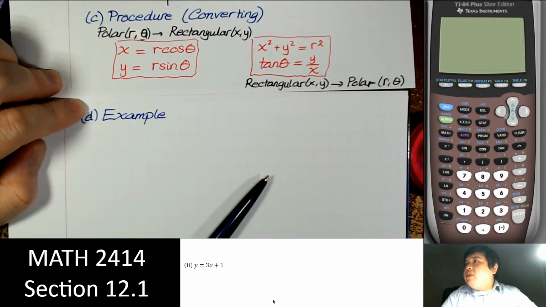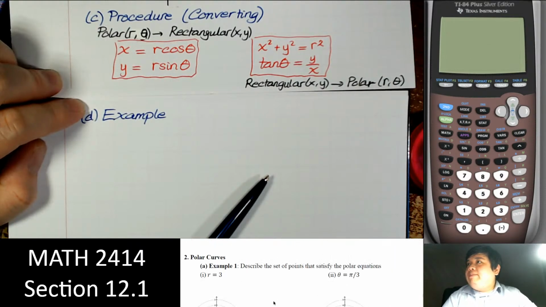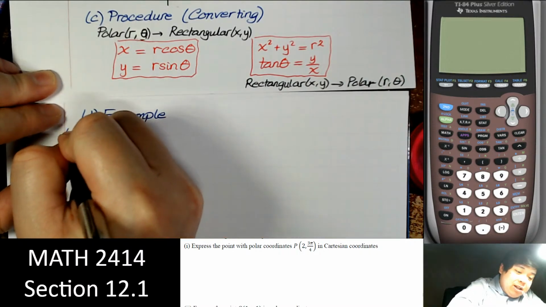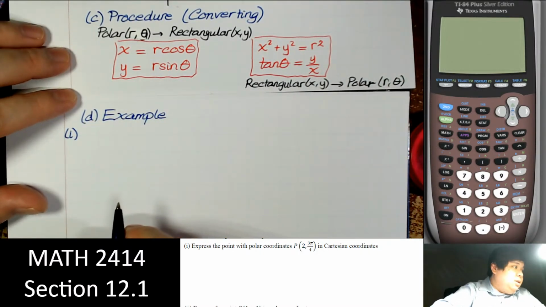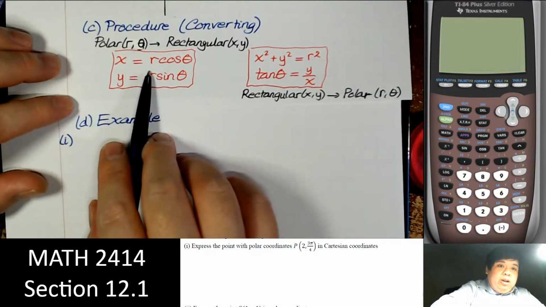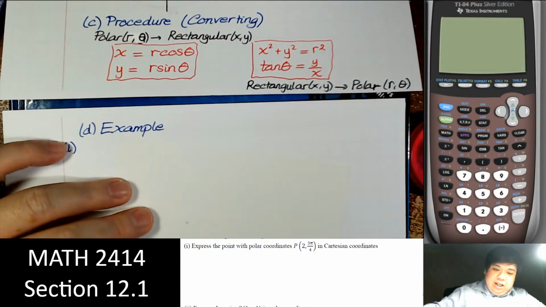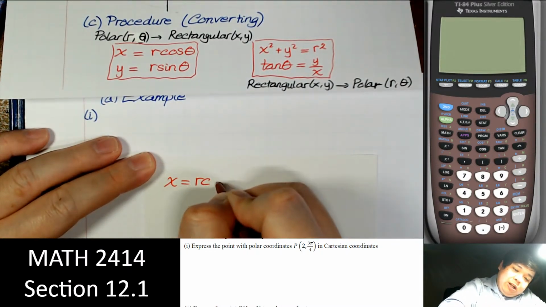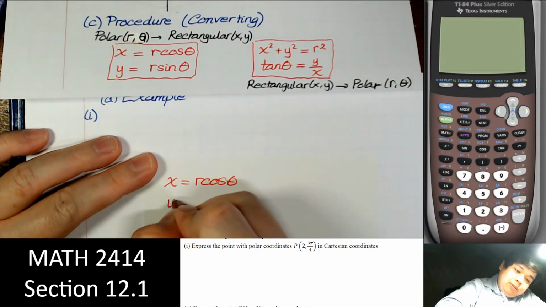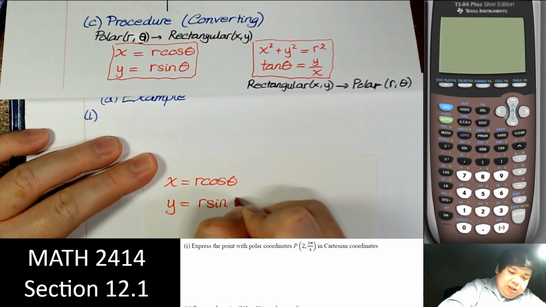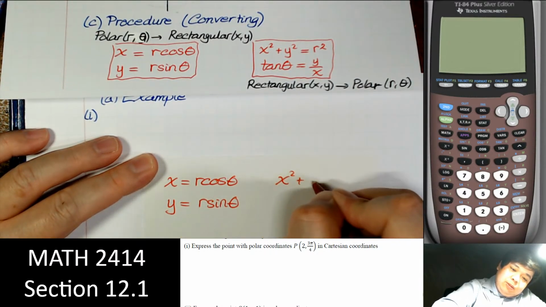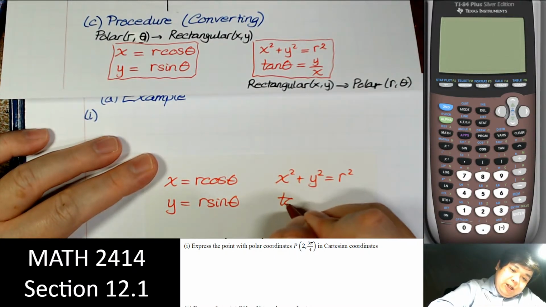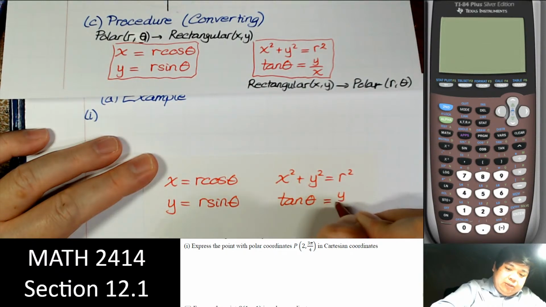Right, so again, keep that somewhere. I'm going to write that in this card. x equal to r cosine theta, y equal to r sine theta, x squared plus y squared equal to r squared, and tangent theta equal to y over x.